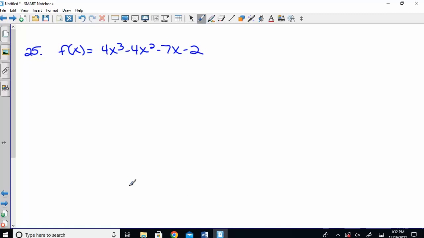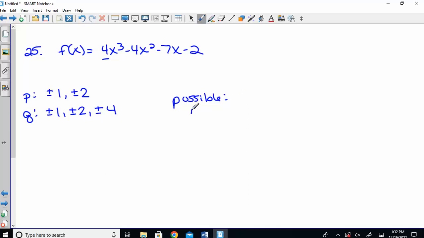P's and Q's. So the P's are everything that goes into the constant evenly. So everything that goes into 2 would be plus and minus 1, plus and minus 2. Q comes from the leading coefficient, so everything that goes into 4. So plus and minus 1, plus and minus 2, plus or minus 4.